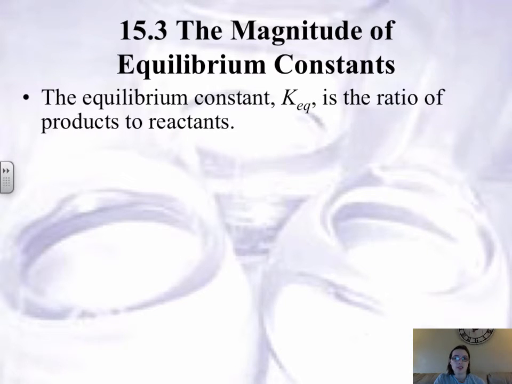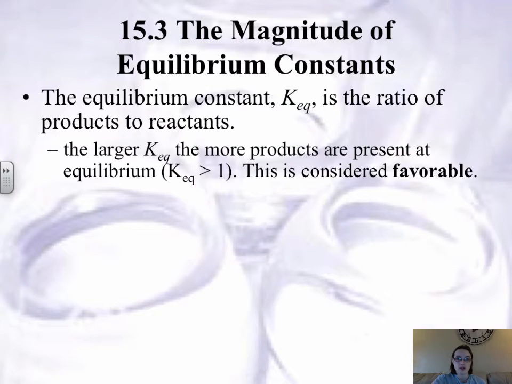So the equilibrium constant, which is KEQ, again is the ratio of products to reactants. So products are always on top, reactants are always on the bottom. The larger the KEQ, the more products you have present. Because if you have a large KEQ and you have products over reactants, think about what that means. If KEQ is large, that means that your product concentration is also large. So more products are present at equilibrium. And we know that in terms of having a larger K, that means KEQ is greater than 1. This is considered a favorable reaction. What that means is the reaction will most likely proceed because we'll have more products than reactants at equilibrium.